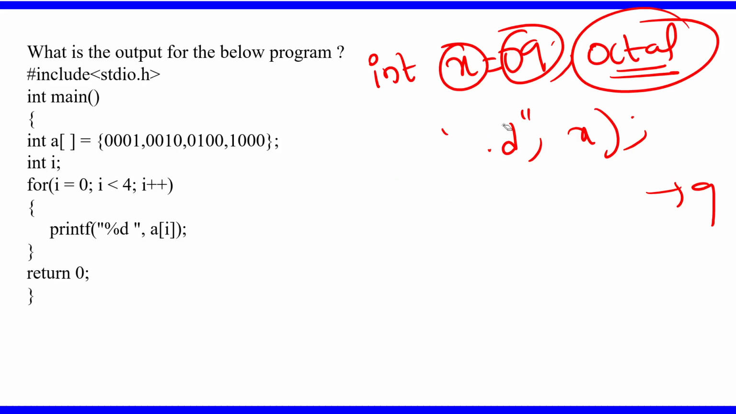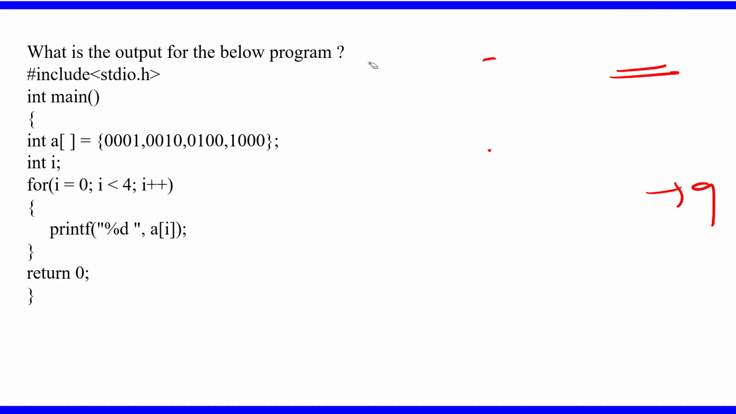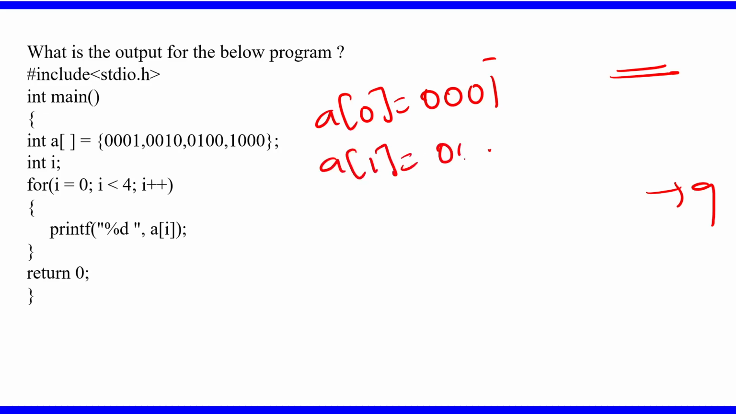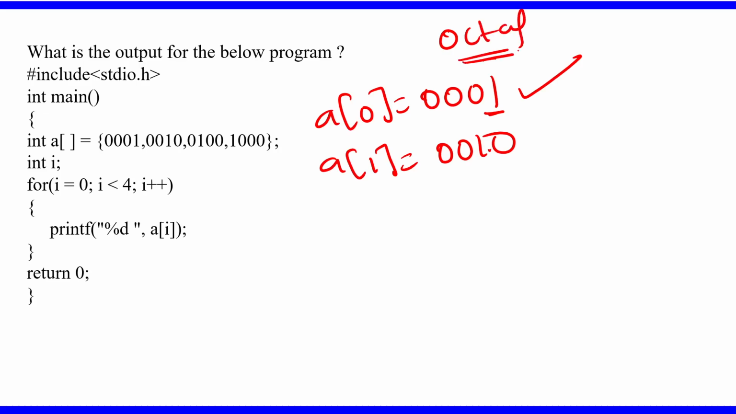So, because of that, now you see here, what are the 4 array values? What is the value given for a of 0? 0001. A of 1 is given 0010. Octal 1 is the same as decimal 1. This is octal, and I am printing percent d, so I am expecting decimal values. For 0001, it is clear that it is an octal number. 1 in octal is 1 in decimal, no change. Then 0010 is 10 in octal. In decimal, it becomes 8.